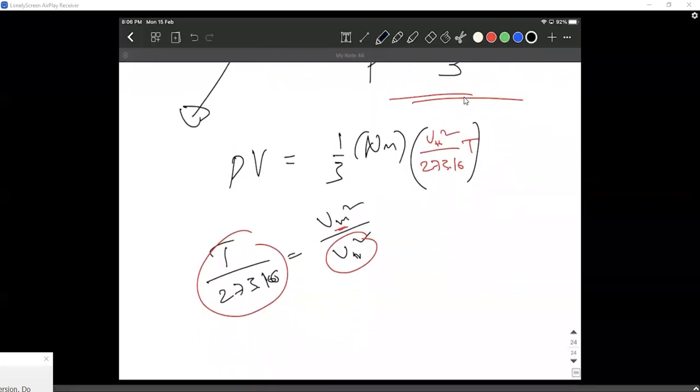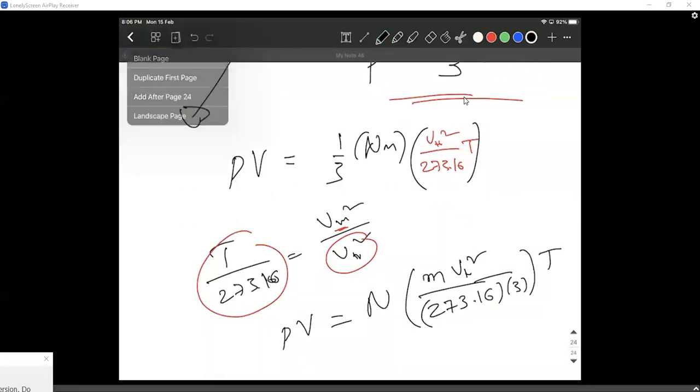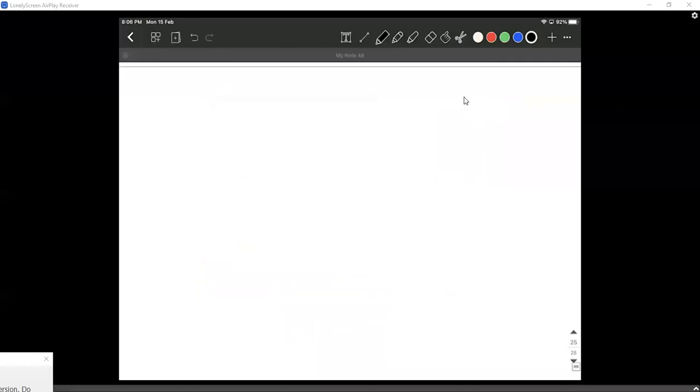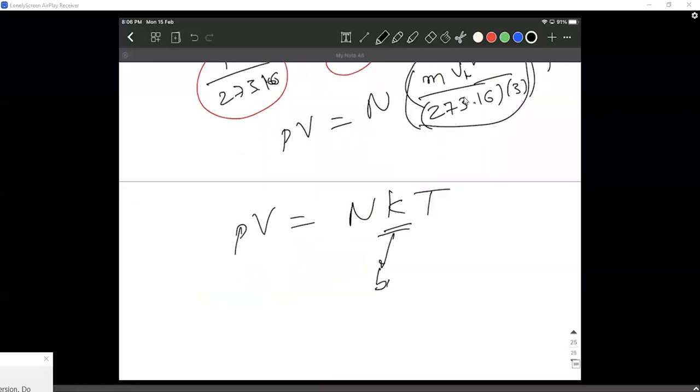So I get PV equals m VTR square over 273.16, and there's also a 3, into T. Now we have almost reached this equation. PV equals N, and this whole thing is simply taken as a constant, NKT, where the K, you must already know, is called the Boltzmann constant.